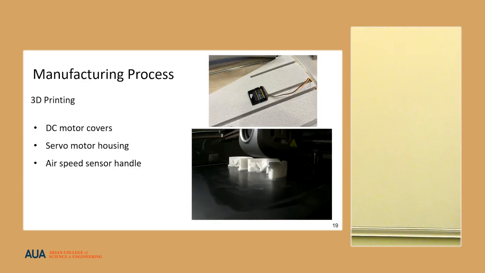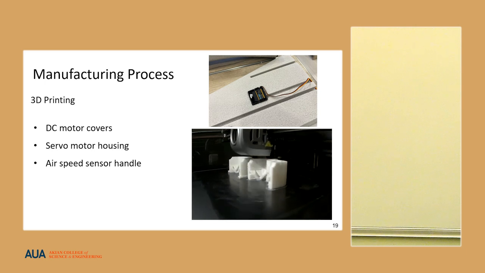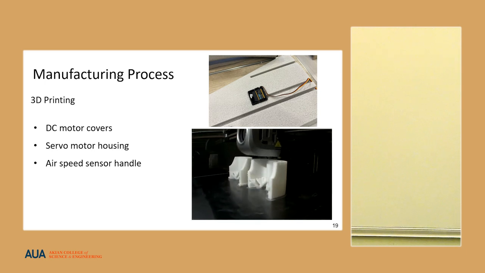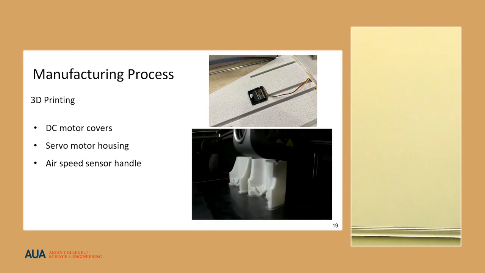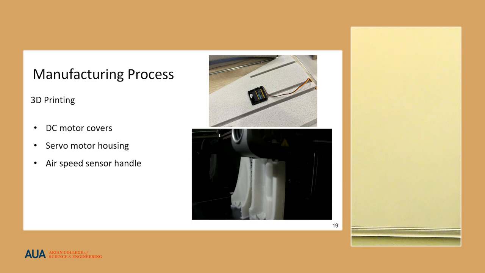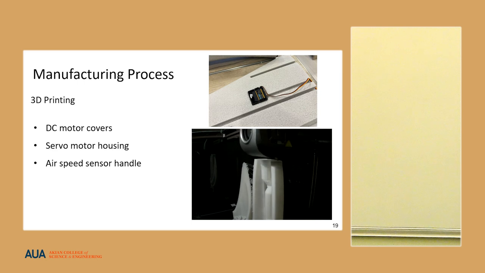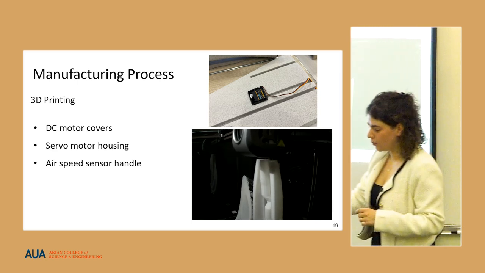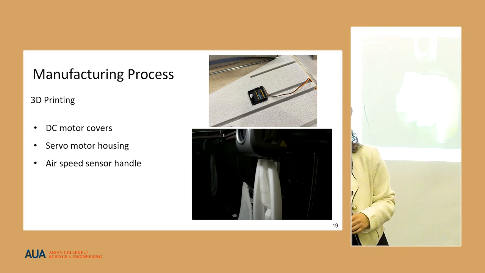The final step of manufacturing is the 3D printing of some details. The DC motor covers, whose design we have already discussed. The motor housing for servo motors, which needed to be the precise same sizes so that no additional glue is used. Also, the airspeed sensor handle is 3D printed, which is this part, and I don't have the photo of it.